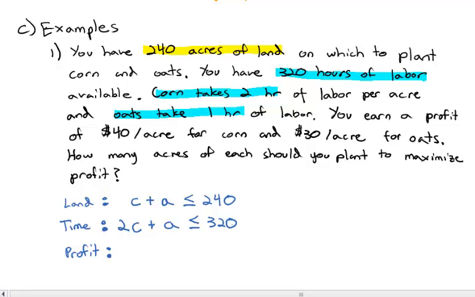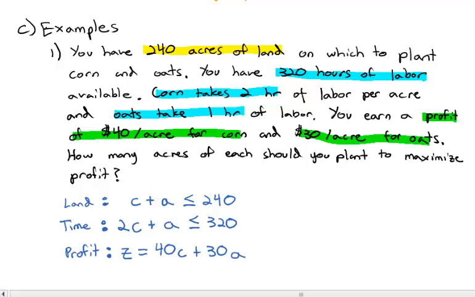The profit we earn is, well, I'm going to highlight that in green. We earn a profit of 40 for corn and 30 for oats. Since this is what we're trying to maximize, I'm going to use the letter Z. Z is always what we're trying to maximize. Z is equal to 40 for the corn plus 30 for the oats.